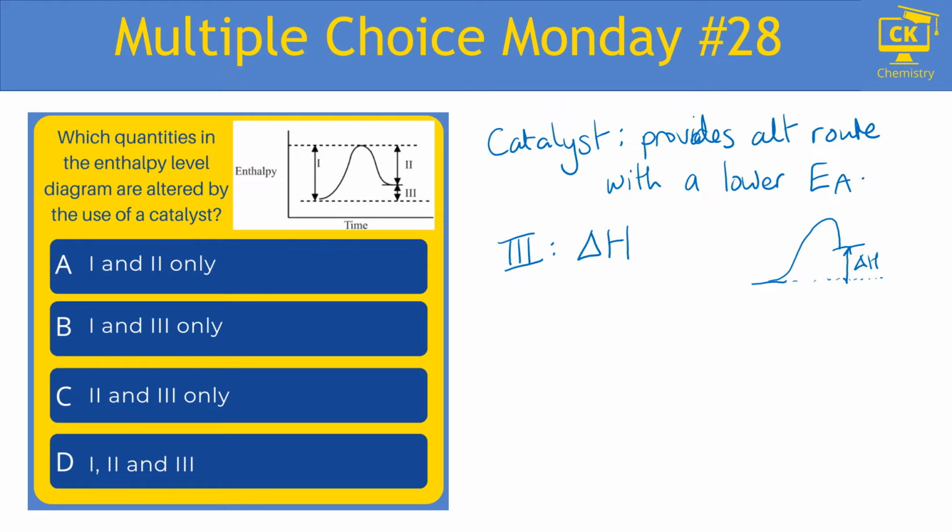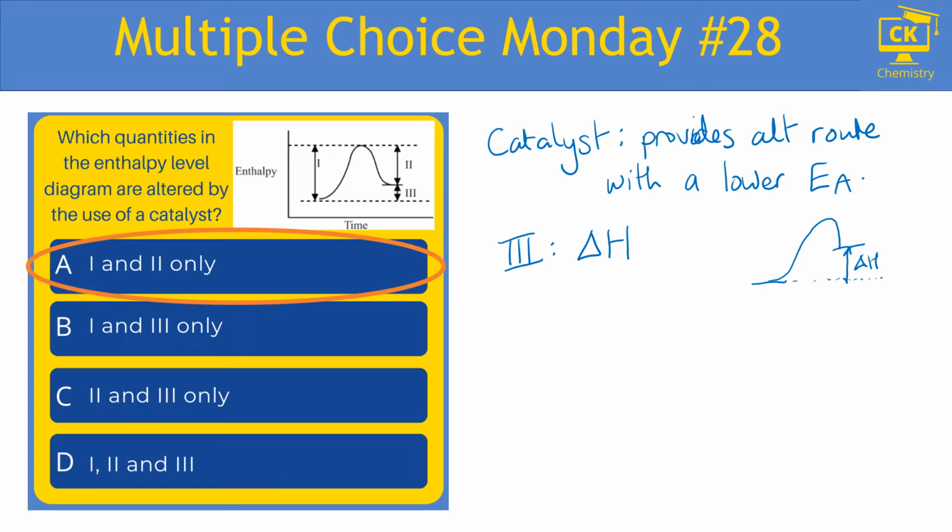So the enthalpy change of a reaction, the total amount of energy that is released or absorbed by the reactants as they turn to products, is not changed by a catalyst, which means that's instantly how we get to our answer A, because all of the other options have 3 present and we know that a catalyst can't change that.